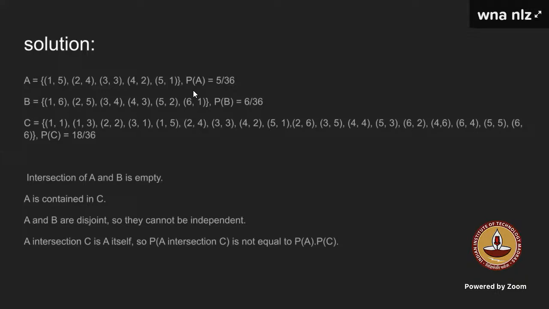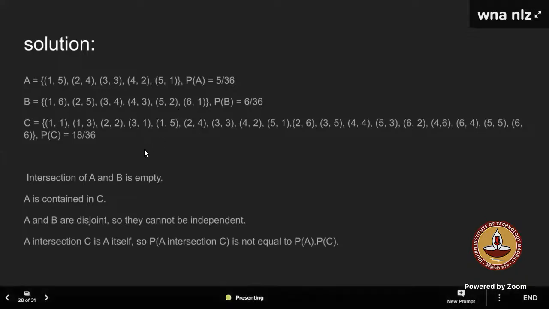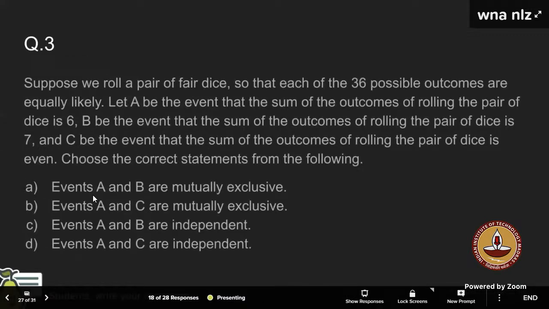So we can see that A intersection B is empty. From the definition of mutually exclusive, when the intersection of two sets is empty, the two events are said to be mutually exclusive. Logically we saw that we cannot get a pair of dice to have a sum of 6 and 7 simultaneously. So this is mutually exclusive. So A and C, we can see that A is contained in C, right? Yes, sir. The sum is an even number.